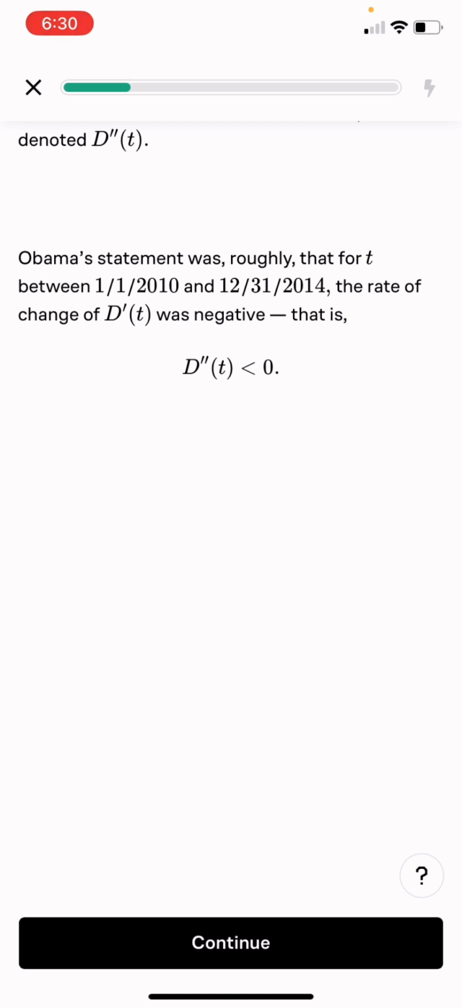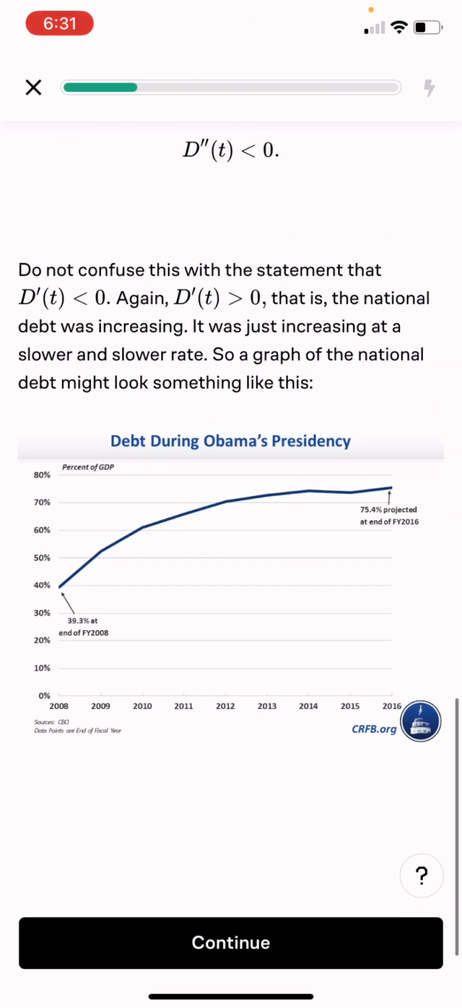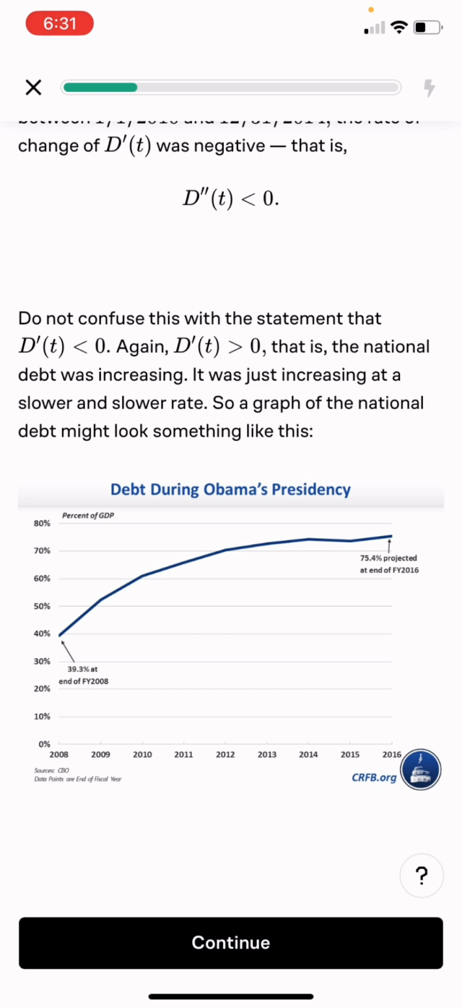That's probably the easier way. Obama's statement was roughly that for the time between 1/1/2010 and 12/31/2014, the rate of change of D'(t) was negative. That is, D''(t) is less than 0. Do not confuse this with the statement that D'(t) is less than 0. Again, D'(t) is more than 0. That is, the national debt was increasing. It was just increasing at a slower and slower rate.